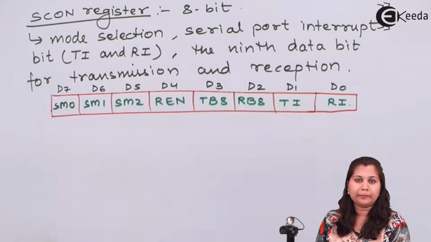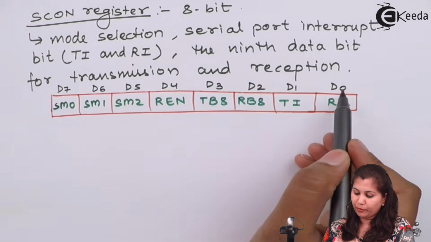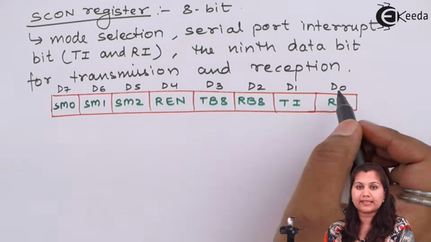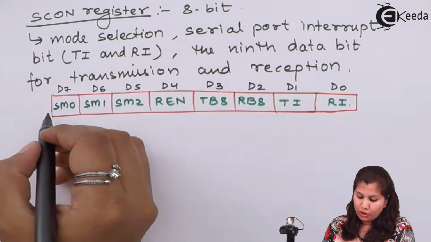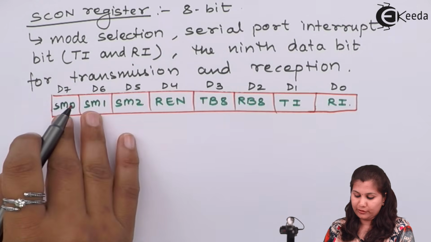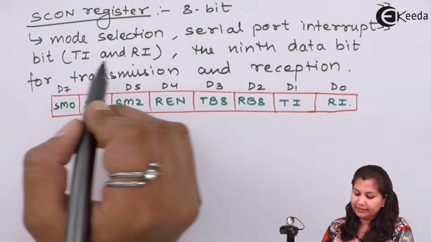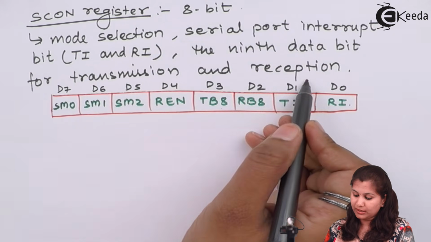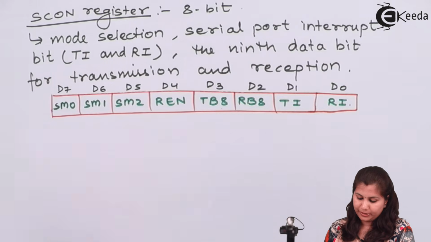So these are the 8 bits of the SCON register. Starting from D0 to D7, D0 is the least significant bit and D7 is the most significant bit. SM0, SM1, SM2, these are for the mode selection. Then we have REN, TB8, RB8; these are the 9th data bit for the transmission and reception, and TI, RI are the serial port interrupts.